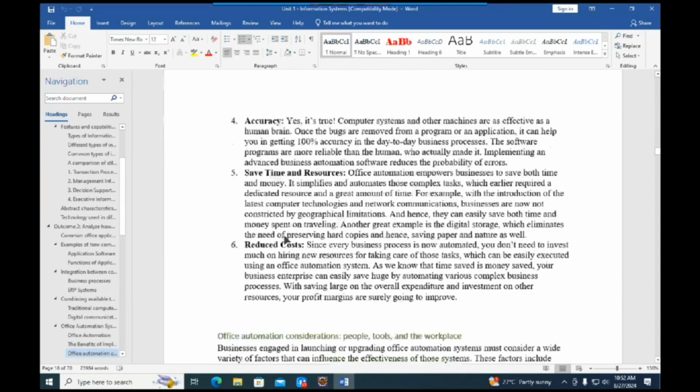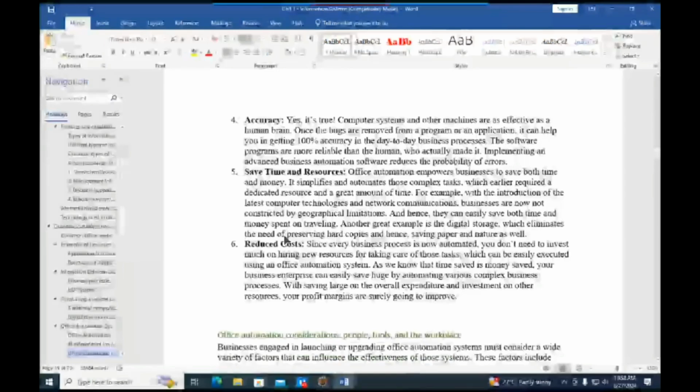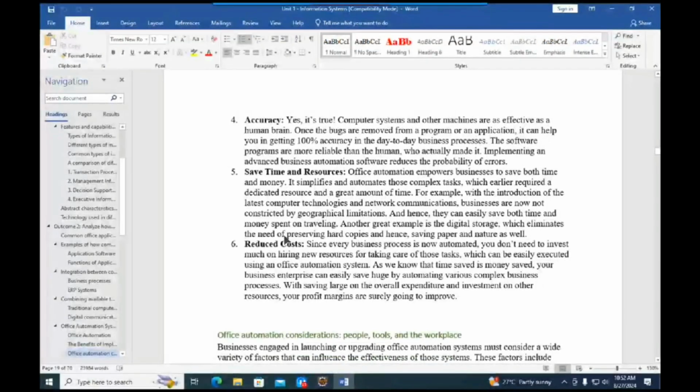Then number four, we have accuracy. Computer systems are very effective, just as the human brain. Once you remove all the errors in a program or maybe an application, then you can get 100% accuracy. So any mistake that a computer program makes is made by the one who wrote that program. And once the bug is removed, then you are able to get 100% accuracy. So there is accuracy in these systems.